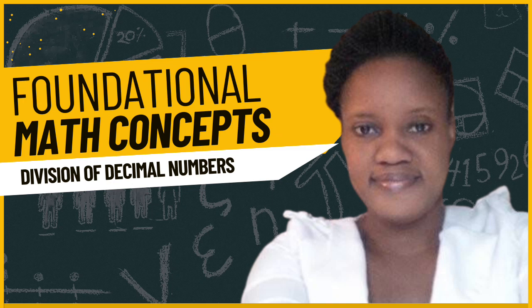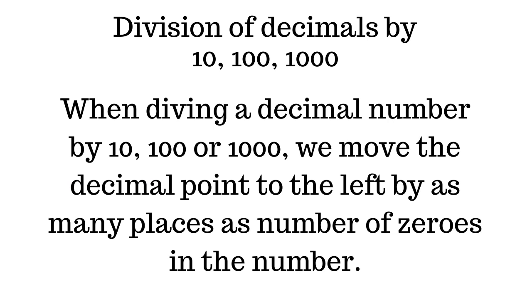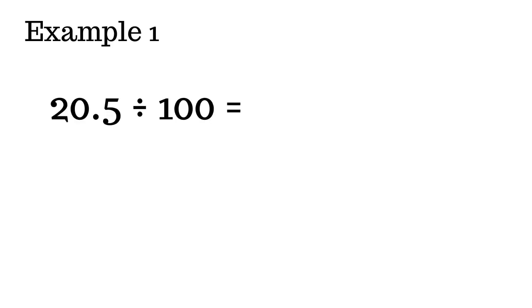Welcome. Our topic is division of numbers. When dividing a decimal number by 10, 100 or 1000, we move the decimal point to the left by as many places as the number of zeros in the number.